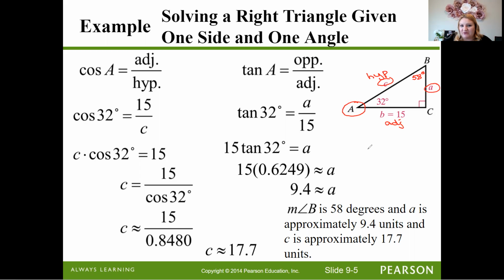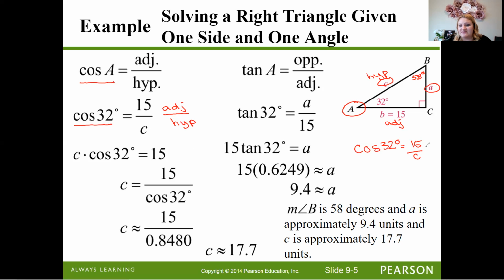So we can use the ratio over here, the cosine of A. So cosine 32 degrees, and then you put that adjacent number, which is 15, over the hypotenuse, which we saw is C. And we can rearrange this in order to solve for C. So when we arrange this, like I have showed you before, we have the cosine of 32 degrees equals 15 over C.